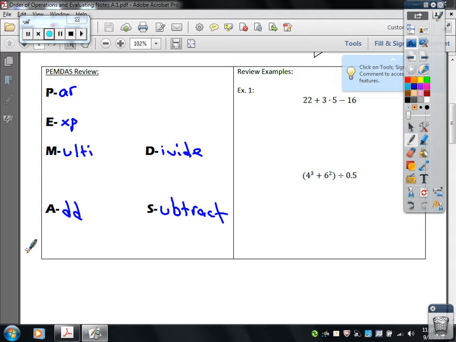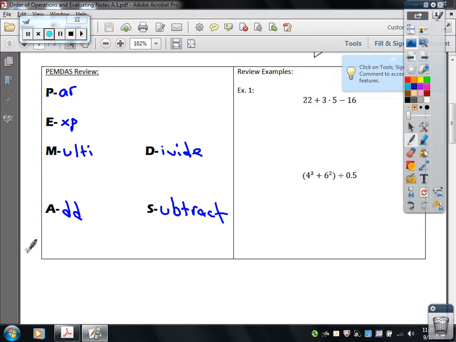Right. So multiplication and division are on the same level, which means that if you have a problem and you have multiplication and division in the same one, it's not necessarily multiplication first and it's not necessarily division first. It's just whatever one comes first when you read it from left to right. And the same goes with addition and subtraction. It's not addition first, it's not subtraction first, it's just whichever one comes first when you're going from left to right. So let's do these couple of problems here real fast.